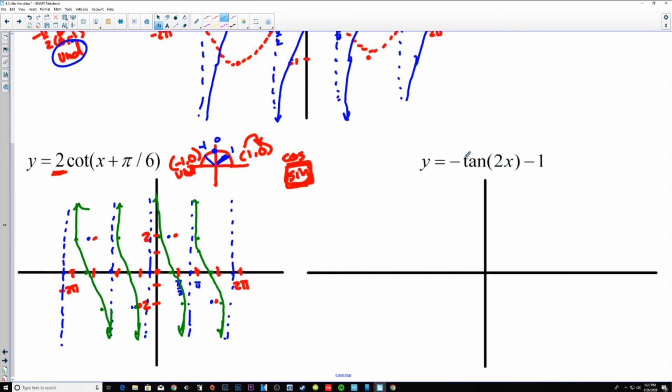Let's graph this negative tangent 2x minus 1. And so we're going to graph negative cosine of 2x minus 1 because tangent is sine over cosine. We want to graph the denominator. So now the period is 2 pi over 2, which is equal to just pi. So 1, 2, 3, 4. So here's pi, 1, 2, 3, and 4, negative pi.